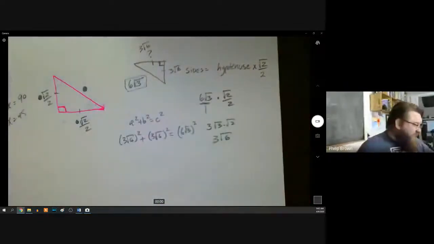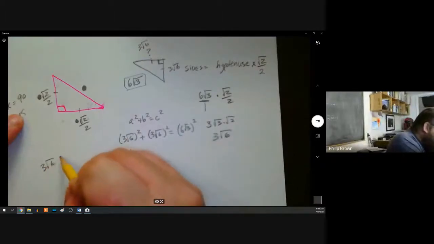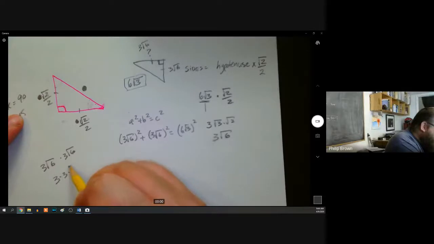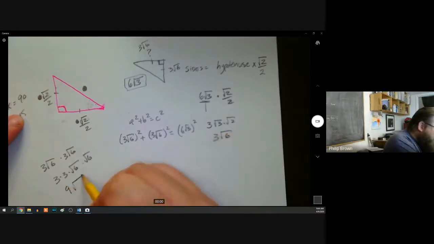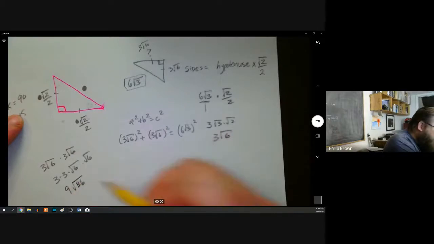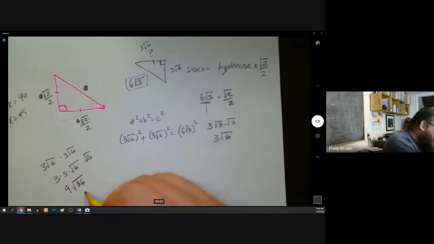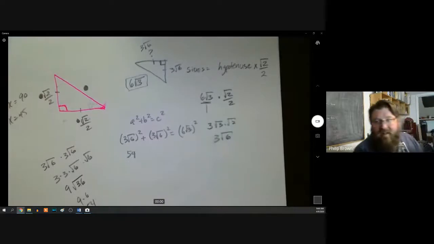All right. 3 root 6 times 3 root 6. Well, you can rearrange the order of things when you multiply, right? 3 times 3 is 9. The square root of 6 times the square root of 6. I would never usually write the square root of 36, but it is true, and the square root of 36 is 6. So this is 54. Did you guys get that?